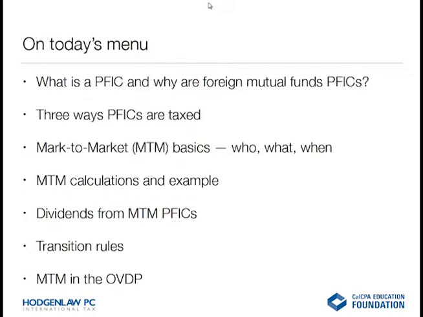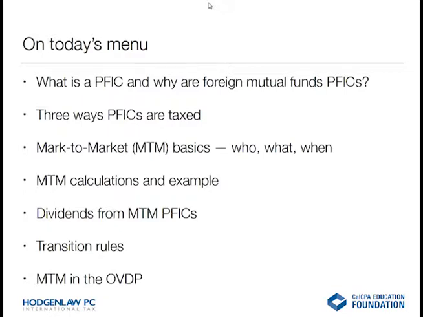So today we're going to cover a number of things. We're going to look at what exactly is a PFIC and why foreign mutual funds are considered PFICs for U.S. tax purposes. We'll look at 3 different ways that PFICs are taxed, really just as a summary, because what we're going to focus on is one of those ways, the mark-to-market method. We'll look at who can make that election, how a fund qualifies to be able to make that election, and when you would actually make that election.